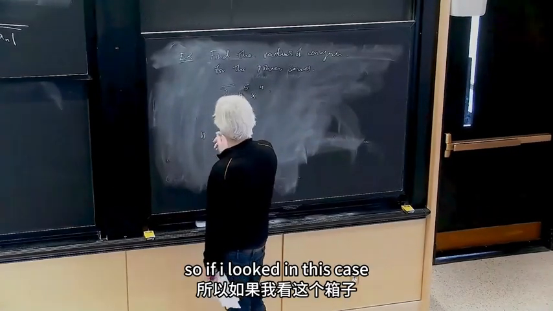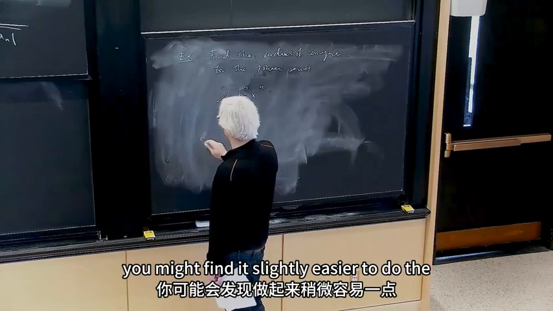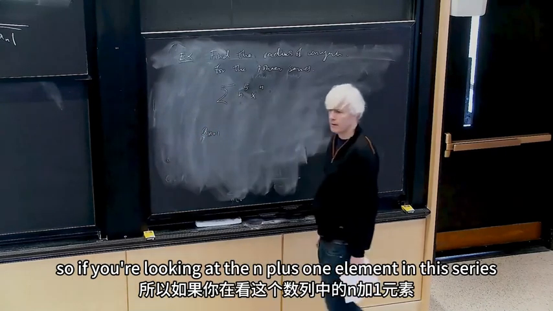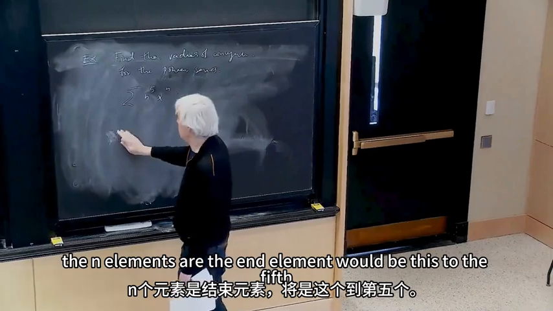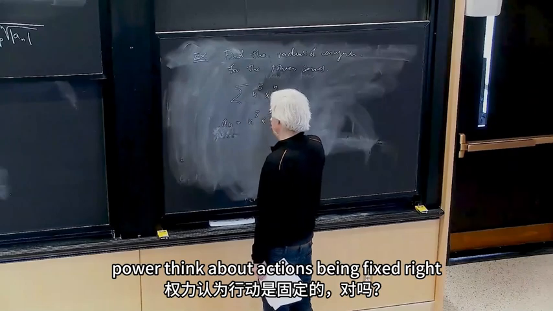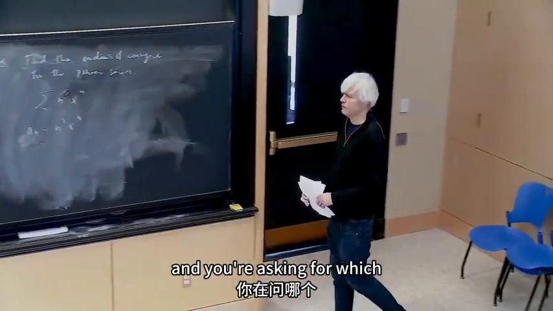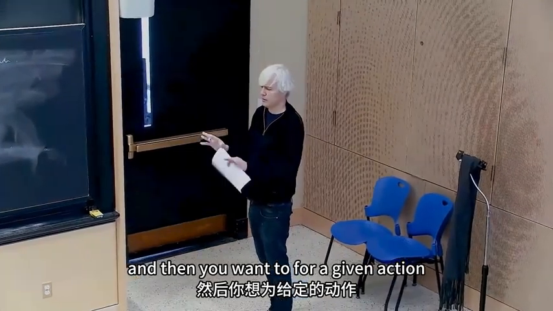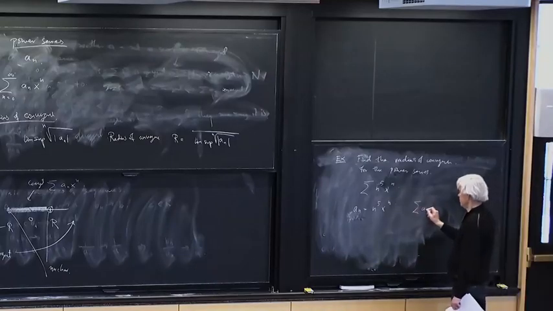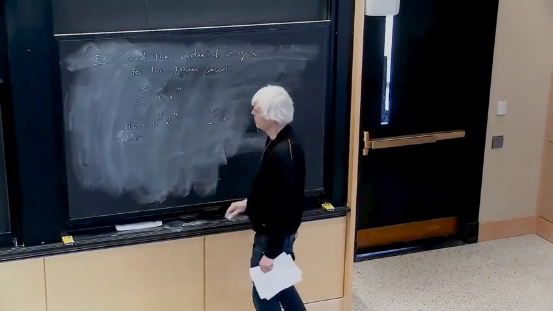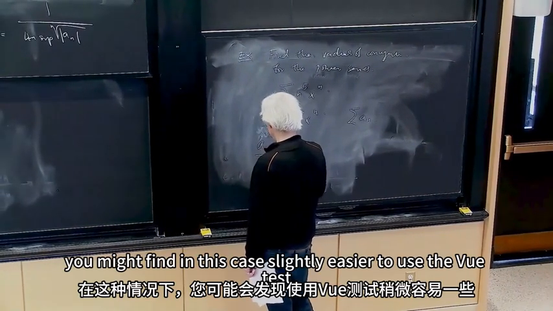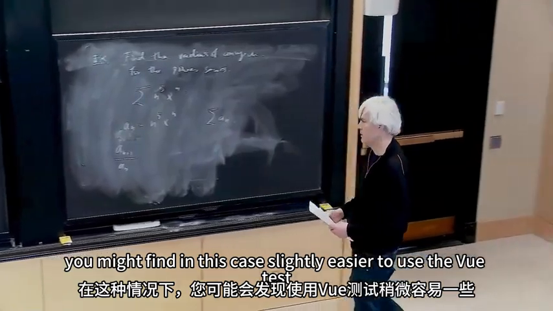So in this case, you might find it slightly easier to do the ratio test. Looking at the n+1 element in this series, the n element would be this to the 5th power. Think about x as being fixed, and for a given x, you want to determine whether this series is convergent.